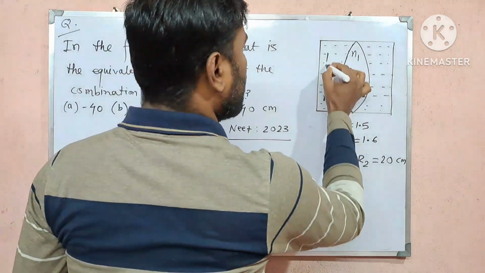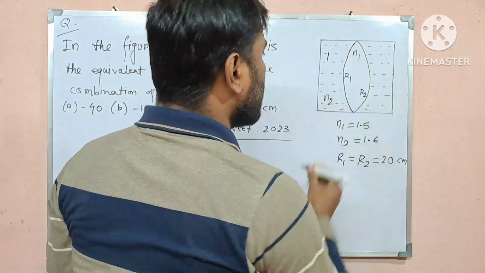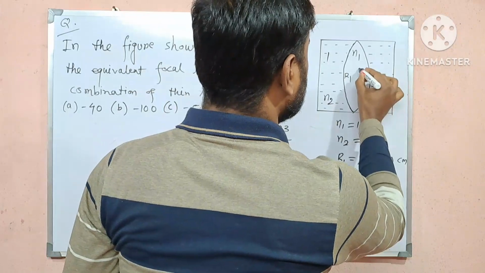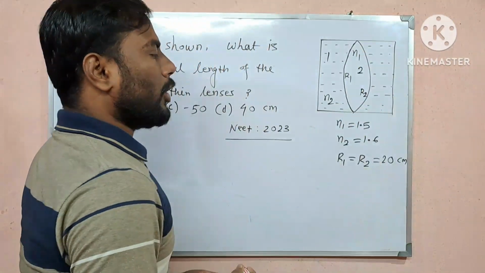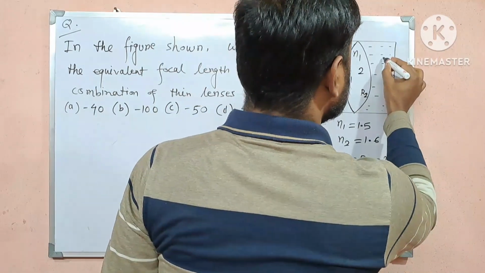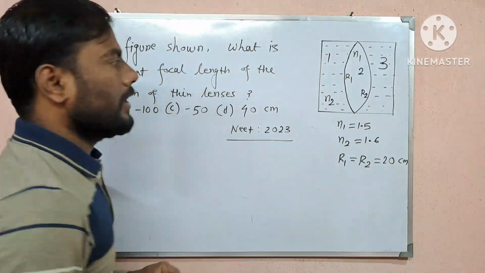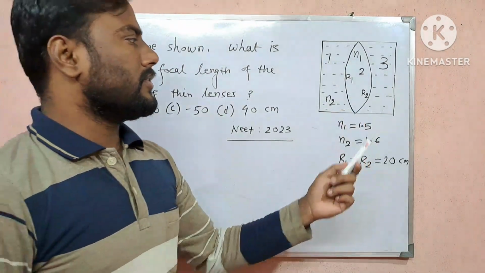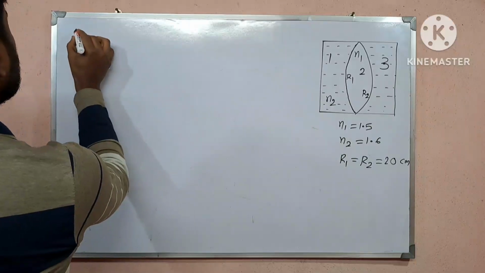This is lens 1, which is a plano-concave lens. This one is a plano-concave lens, and this is lens 2, which is basically a convex lens, and that one is a plano-concave lens, which is lens 3. Now, before solving that one, let's see which theory is needed to solve that numerical.